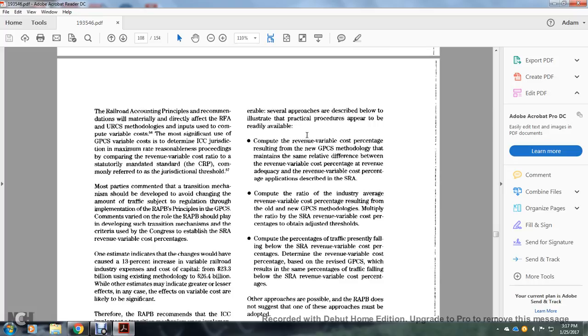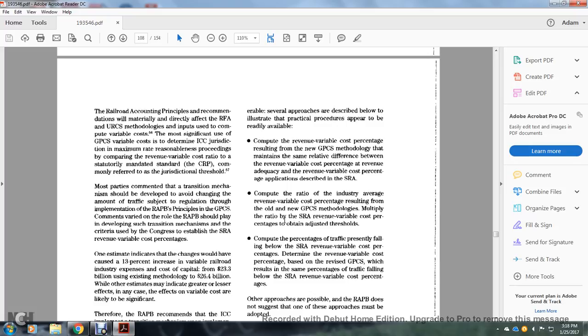Compute the revenue-variable cost percentage resulting from a new general purpose costing method that maintains the same relative difference between the revenue-variable cost percentage and the revenue adequacy variable cost percentage applications described in the Staggers Rail Act. Compute the railroad industry average revenue-variable cost percentage resulting from the old general purpose costing methodology, multiplying the ratio by the Staggers Rail Act revenue-variable cost percentages to obtain the adjusted threshold.